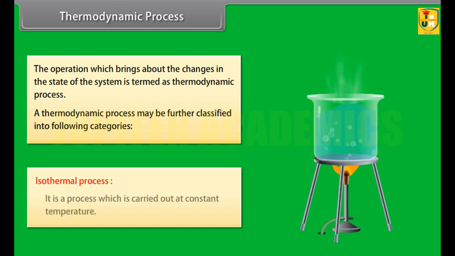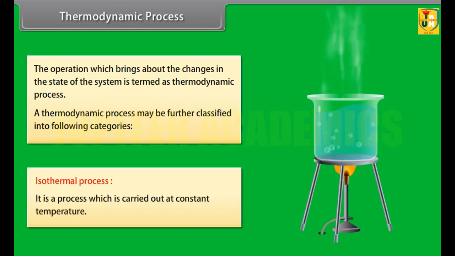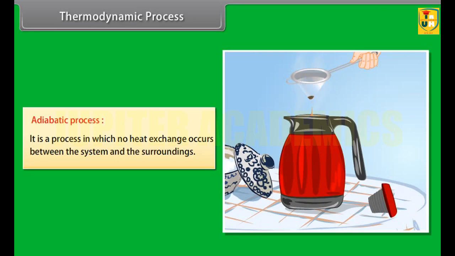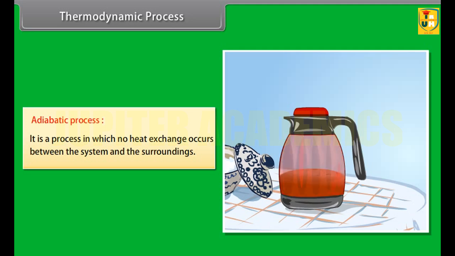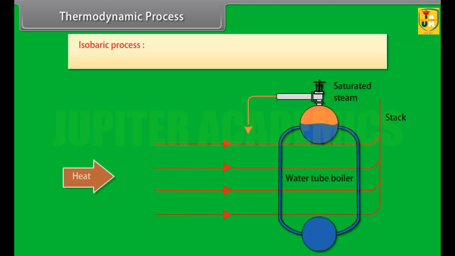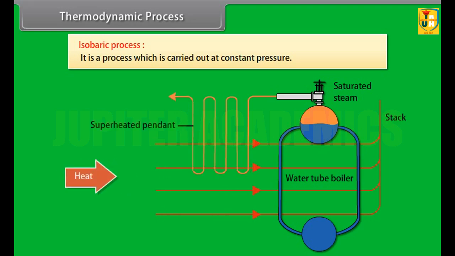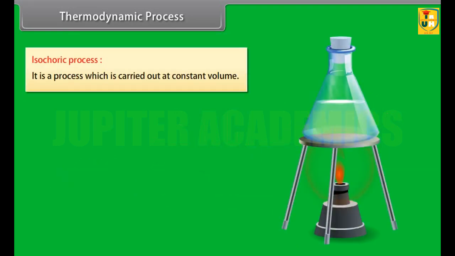Isothermal process. It is a process which is carried out at constant temperature. Adiabatic process. It is a process in which no heat exchange occurs between the system and the surroundings. Isobaric process. It is a process which is carried out at constant pressure. Isochoric process. It is a process which is carried out at constant volume.